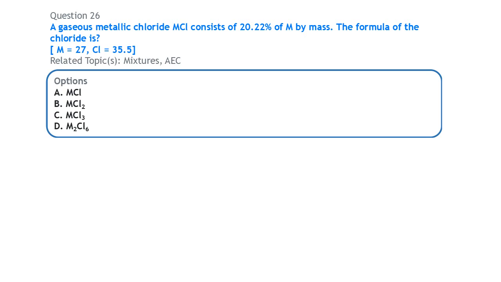Next, a gaseous metallic chloride, MCl, consists 20.22% of M by mass. The formula for the chloride is, so here we have the atomic mass of M, the element which is not identified here, as 27, and of chlorine as 35.5. So we have to find the formula for this compound.